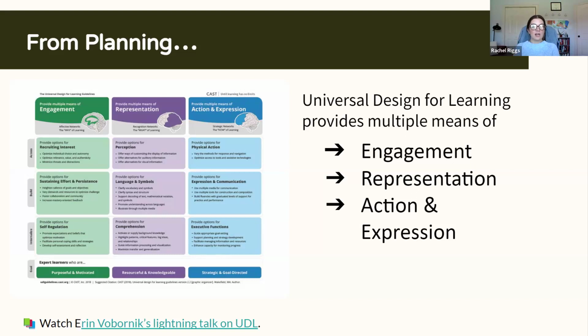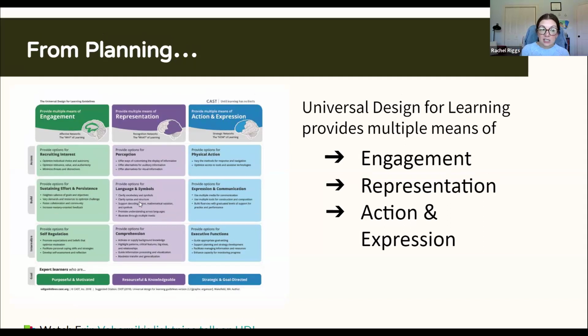One example of that is universal design for learning. This is an approach or a framework that emphasizes learner variability and accessibility, and is designed to give learners multiple means of engaging and learning, multiple means of representation in what they're learning, and multiple means of action and expression.